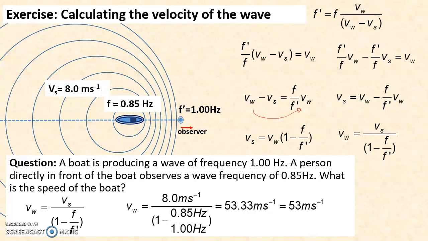So these are the types of questions or problems that we get when we are looking at an object that is producing a sound and is moving towards or away from an observer at a constant speed. There are also other situations when the object is accelerating towards the observer or away from the observer. And my next video is going to look at that.